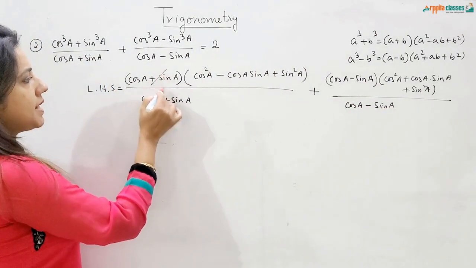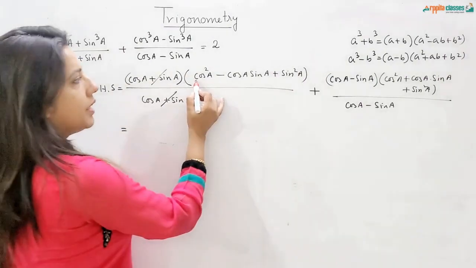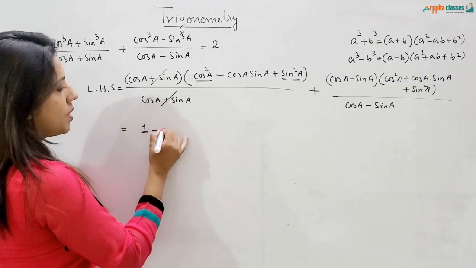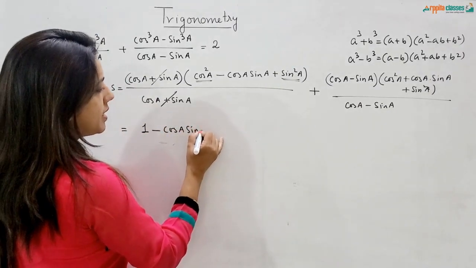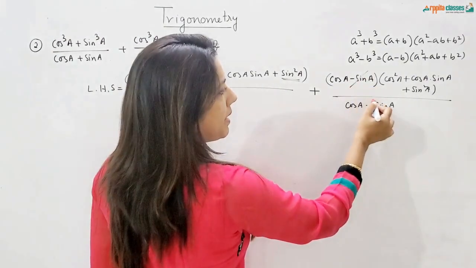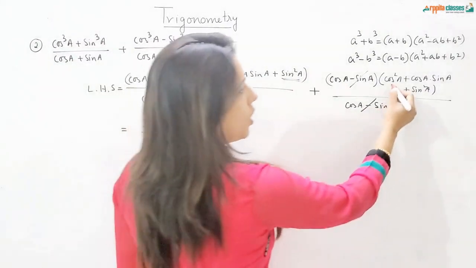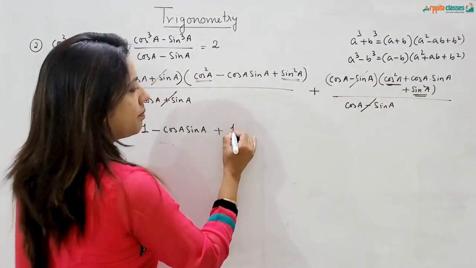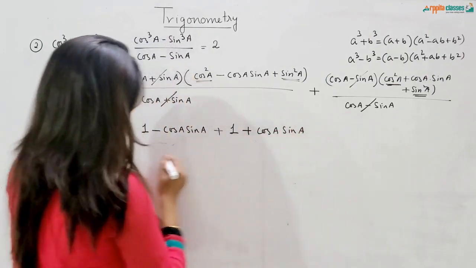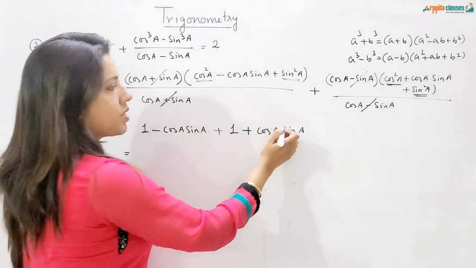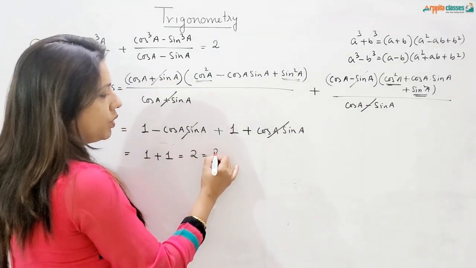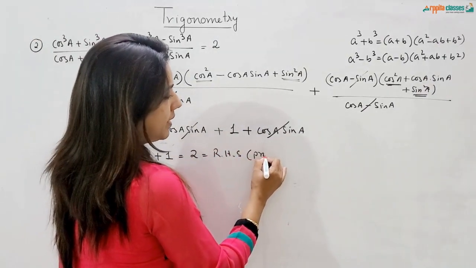Now cos A plus sin A and cos A plus sin A will get cancelled. Here I have cos square A plus sin square A, that is 1, the first identity. So I am getting 1 minus cos A sin A. In between I have a plus sign, I am putting plus. Here also cos A minus sin A, cos A minus sin A gets cancelled. Cos square A plus sin square A again will give me 1, and I have plus cos A into sin A. Now you can see minus cos A sin A plus cos A sin A will get cancelled. So I have only 1 plus 1, that is equal to 2, which is equal to the right hand side. Proved.